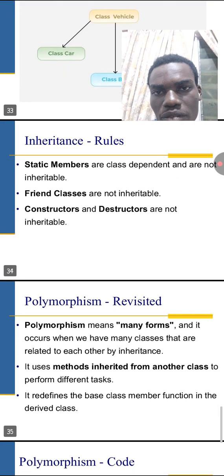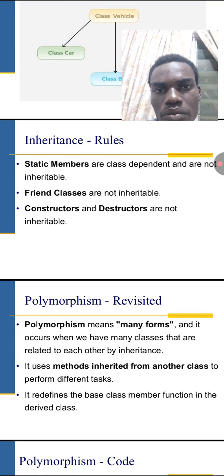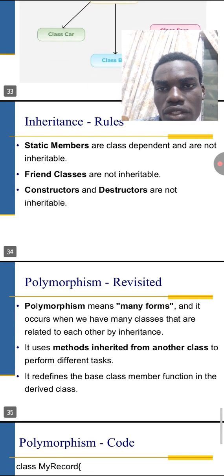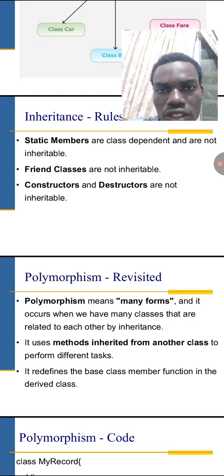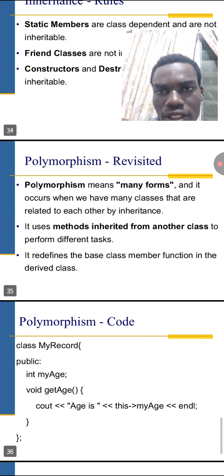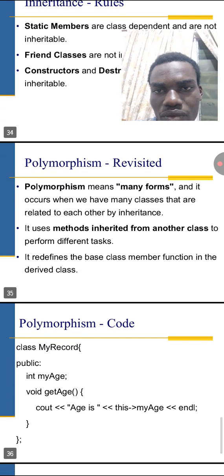Now let's look at inheritance too. We have static members. Friend classes are not inherited. Constructors and destructors are not inheritable.